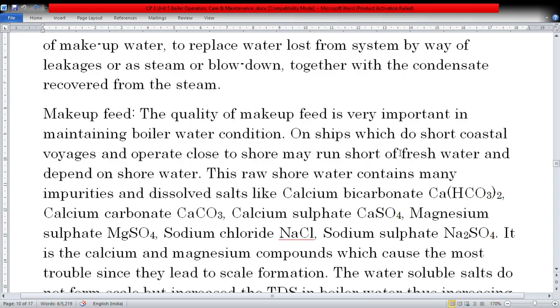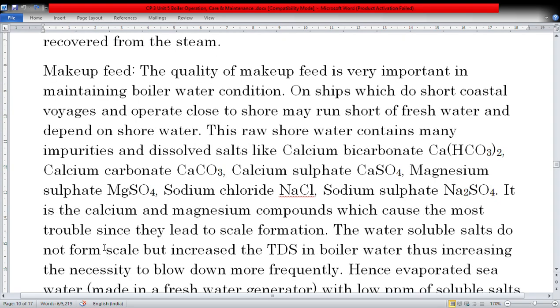Ships which do short coastal voyages and operate close to shore may run short of fresh water and depend on shore water. This raw shore water contains many impurities and dissolved salts like calcium bicarbonate, Ca(HCO3)2, calcium carbonate, CaCO3, calcium sulphate, CaSO4, magnesium sulphate, MgSO4, sodium chloride, NaCl, and sodium sulphate, Na2SO4. It is the calcium and magnesium compounds which can cause the most trouble, okay, since they lead to scale formation. So remember always that when we speak about scale formation, calcium and magnesium should come to our mind.